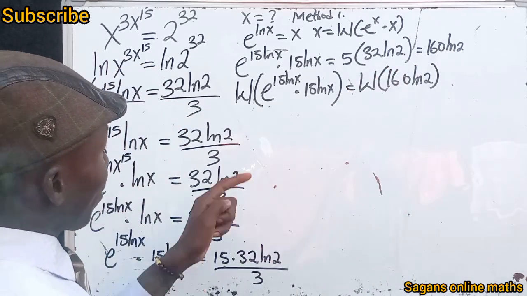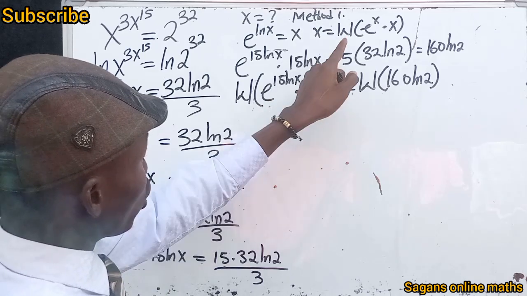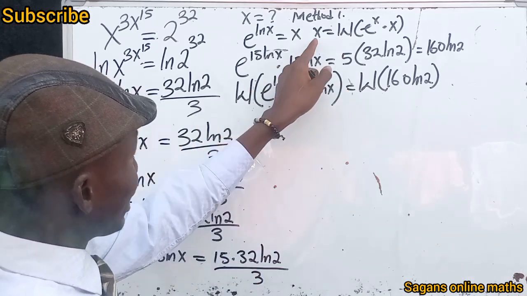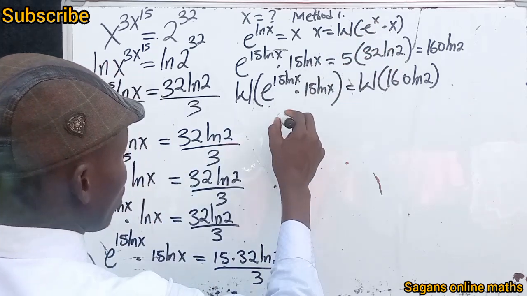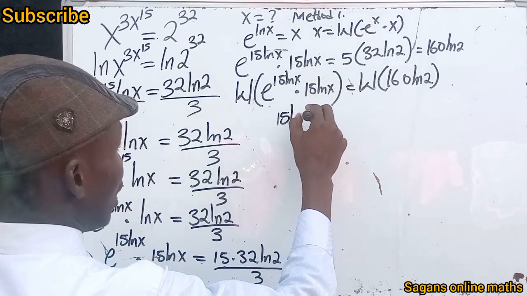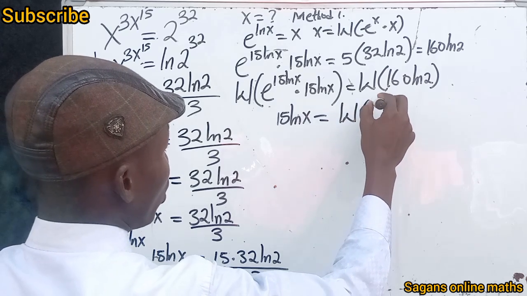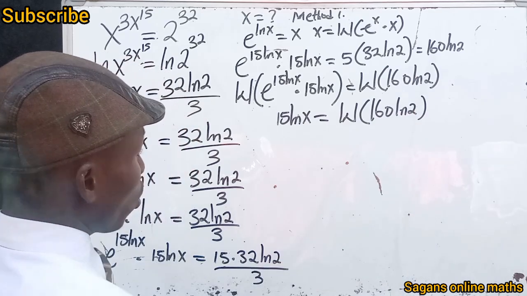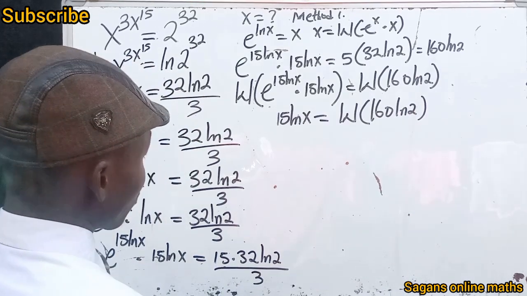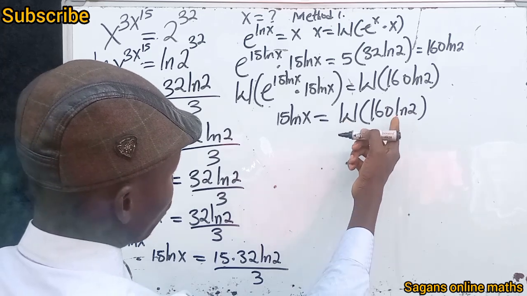Now the Lambert-W function of e raised to the power of 15 ln x multiplied by 15 ln x will just give us 15 ln x, because w is equal to the Lambert-W function of e raised to the power of w multiplied by w. So we have 15 ln x equals the Lambert-W function of 160 ln 2.